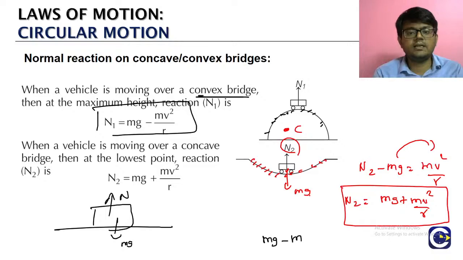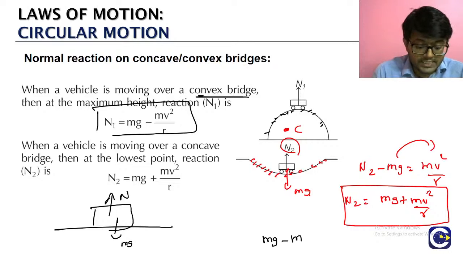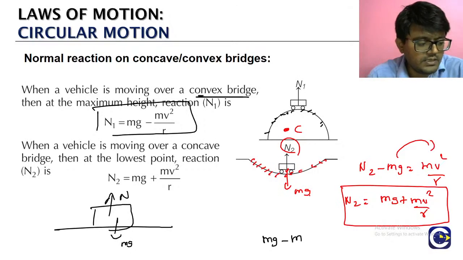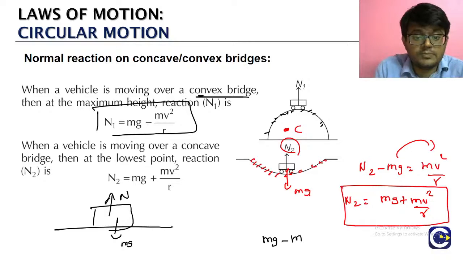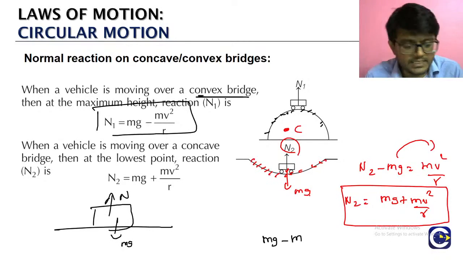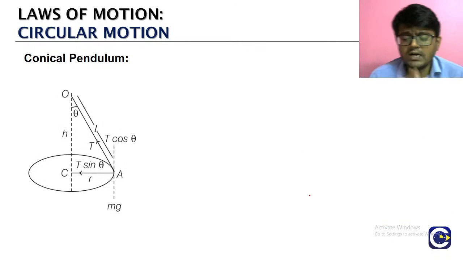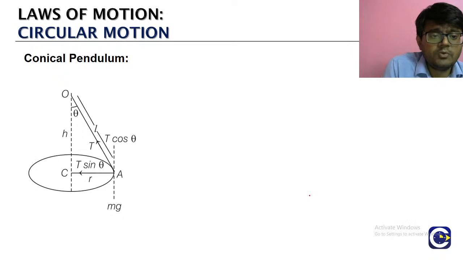So this is another practical observation that we'll make when we are going on a road. If we have a convex bridge, what do we observe? We'll observe that the weight is kind of decreasing. It's not that the weight is decreasing, it's that the normal reaction will be getting reduced. If you go on a concave type of bridge, it will be increasing.